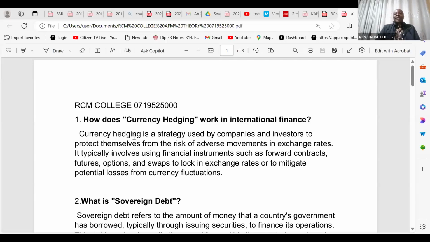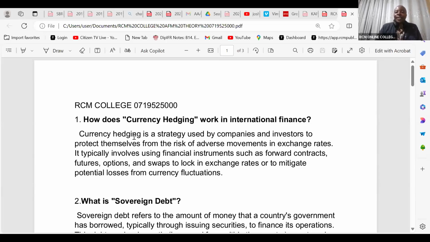How does currency hedging work in international finance? What I would expect good students to mention here, of course, we know the word hedging, we use hedges as a strategy of protecting ourselves. International finance means that we must have some foreign currency involved. I will even quote examples of these hedging techniques. Don't do nothing here. This is international finance, so you can mention forward contracts, futures, options, and swaps.